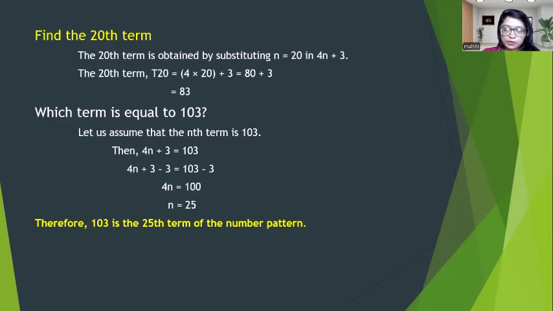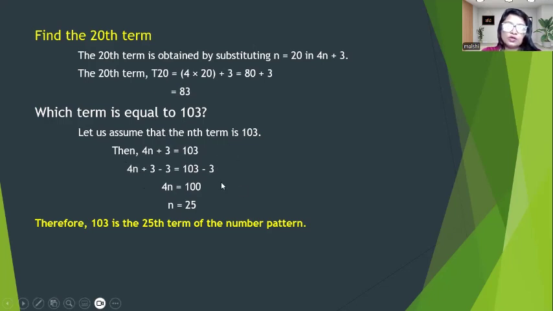Okay. So we need to find the n value. You need to find n as a single value, right? So in here, our general term is 4n plus 3, and you need to remove all the numbers in the given term. So how can you remove this?